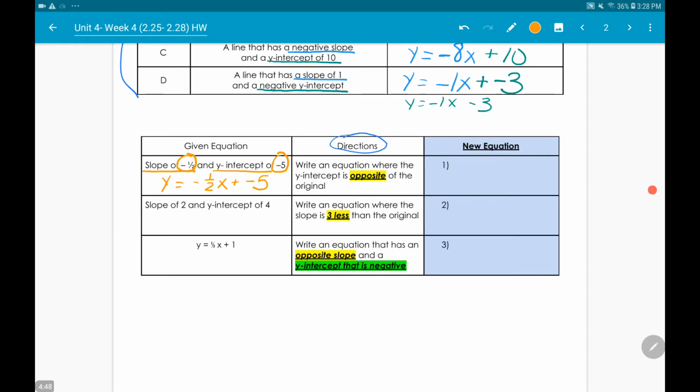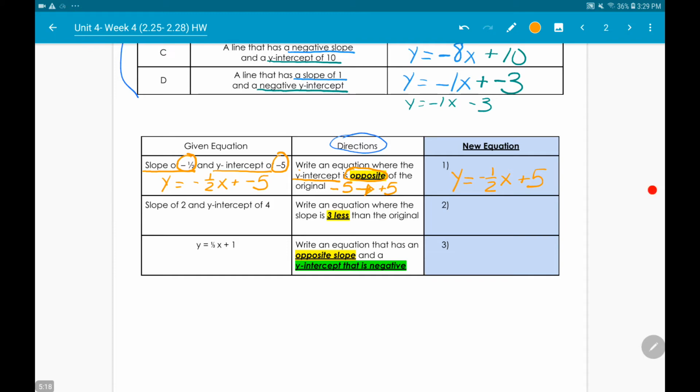All right, now the directions. Write an equation where the y-intercept is opposite of the original. So in the original, the y-intercept is negative 5. And now it's asking for the opposite. The opposite of negative 5 is just plus 5. So our new equation looks like this. y equals negative 1/2 x plus 5.